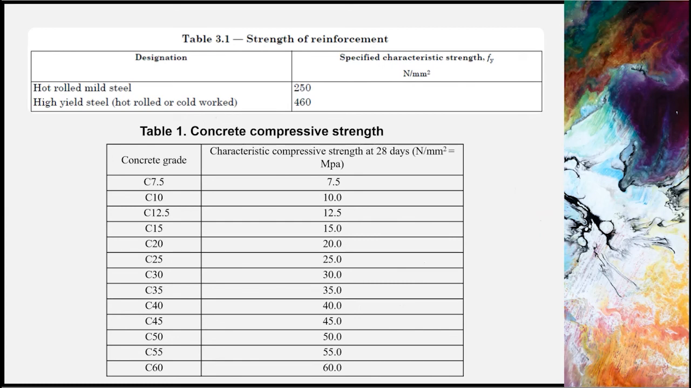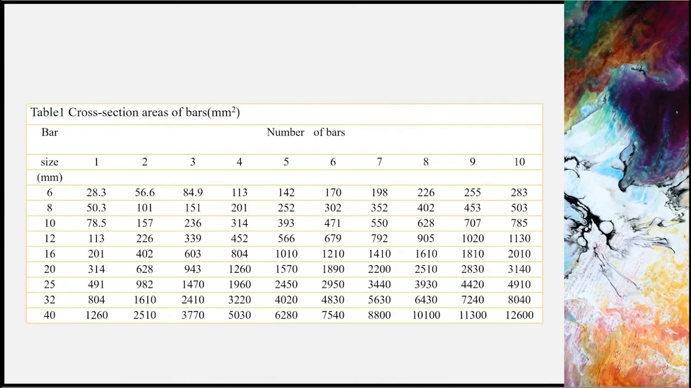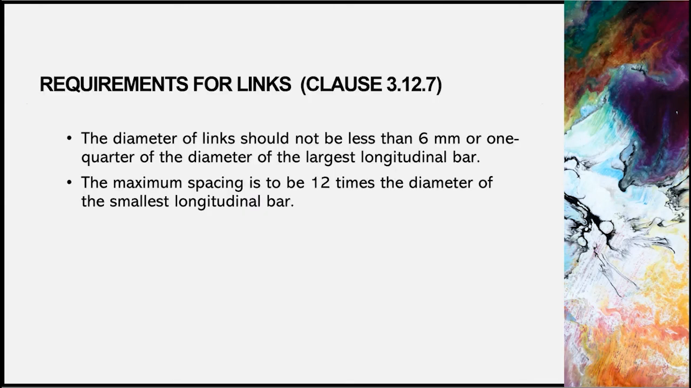Masih sama strength of reinforcement, high yield steel, mild steel 250 to 460 masih sama. We are going to refer to this one also. And concrete compressive strength masih sama. And we also going to use the same table which is cross section area of bar kalau kita nak cari area of steel. And also ada requirement for links.